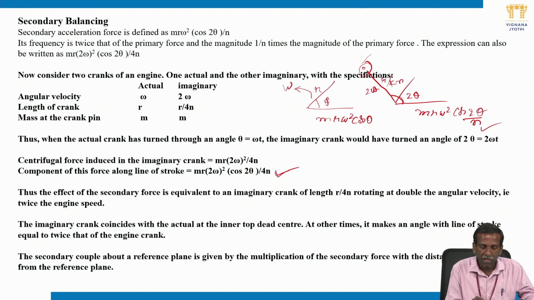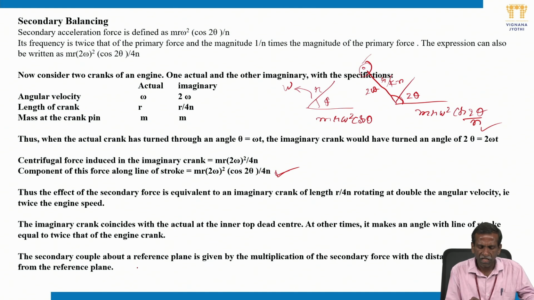Then this imaginary crank coincides with the actual crank at the inner top dead center. Inner top dead center means theta equal to 0 crank angle. At theta equal to 0, both will be maximum, mr omega square. At other times, it makes an angle with the line of stroke equal to twice that of the crank. I think you are able to understand.